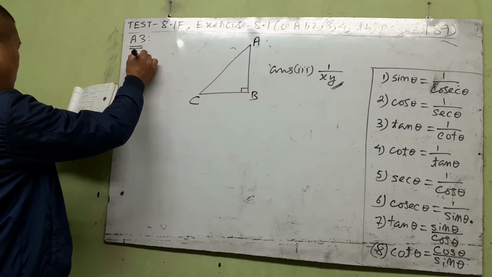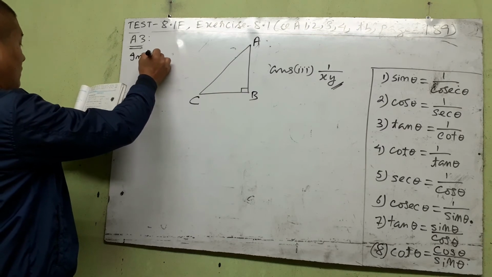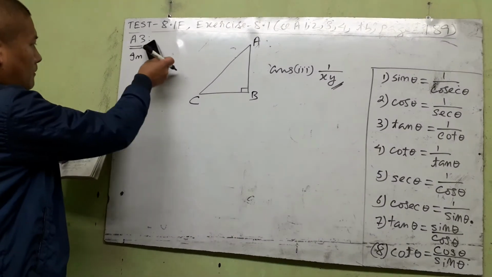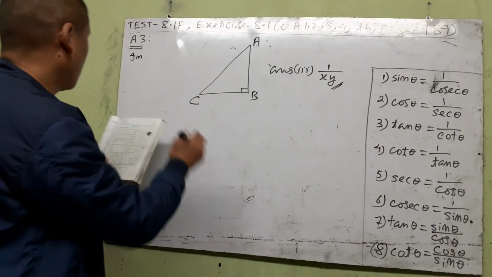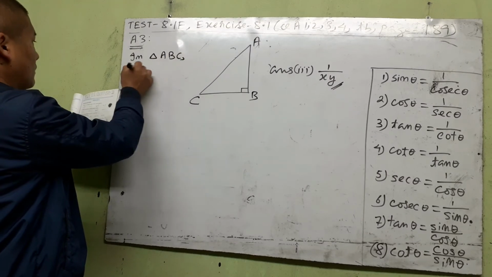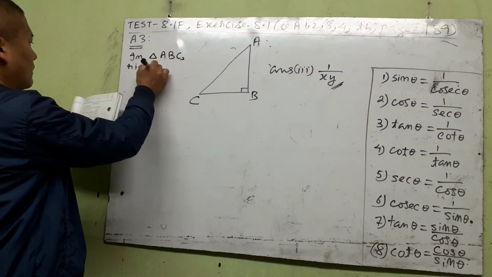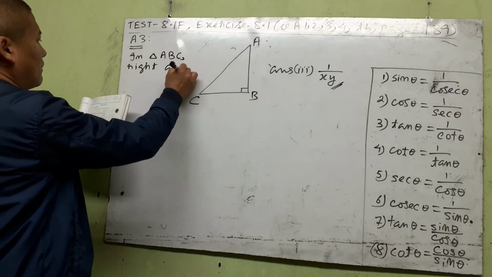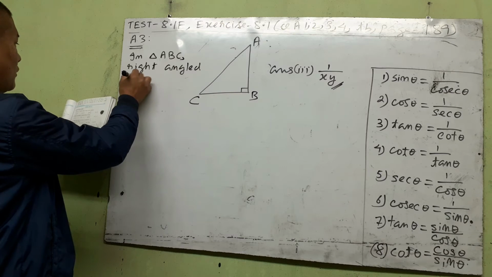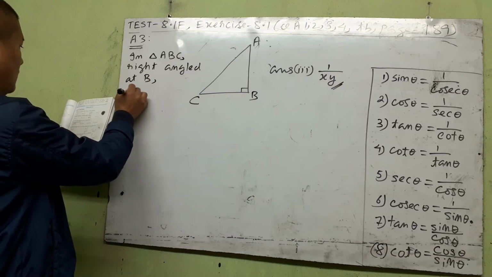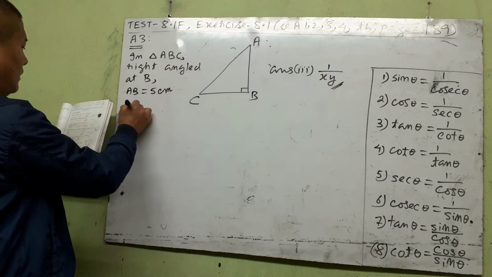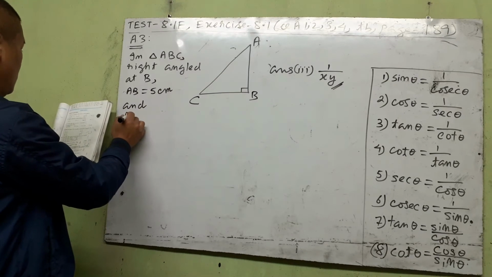So let's just write the language of the text. In triangle ABC, right angled at the point B, AB is 5 centimeter, and then sin C.